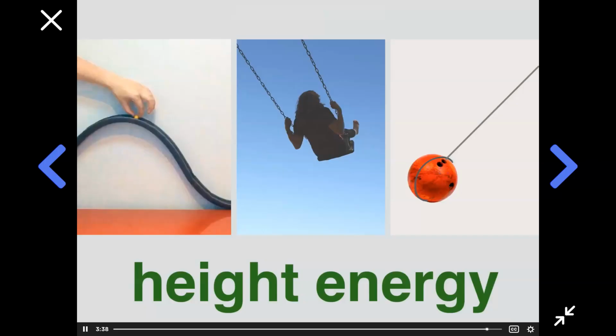Today, you're going to get a chance to solve another fun problem using the idea of height energy. Watch the next video to find out what the activity is.